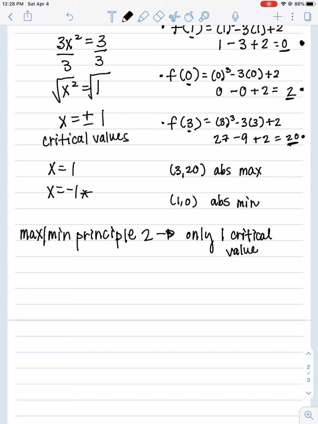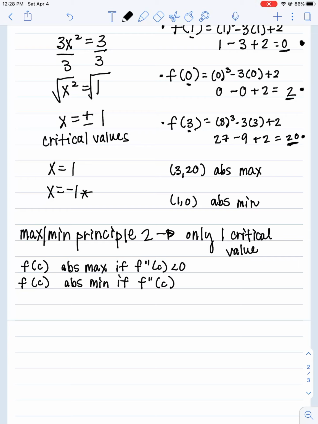Okay, so I think I'm just going to jump into using max-min principle number 2. Well, actually, let me give you a little bit more notes. So max-min principle number 2 says the f of c, so the critical value's height, is an absolute max if the second derivative of that critical value is less than 0. And it also says f of c is an absolute min if the second derivative again at c is greater than 0.